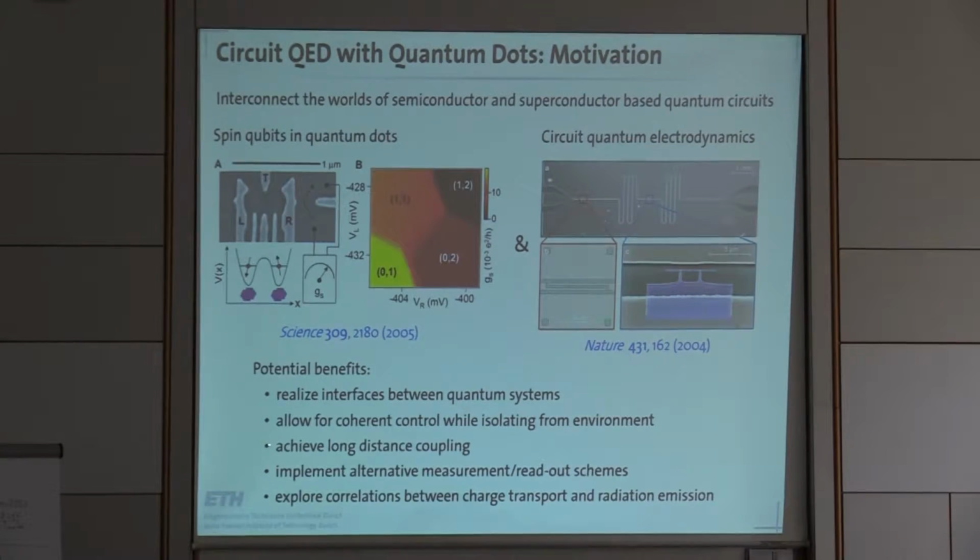thing to pursue. You can achieve this long distance coupling by putting a quantum dot here and putting a quantum dot at the other end of this resonator somewhere down the chip. And I think our initial motivation, which the talk will probably be mostly about, is the implementation of alternative measurement and readout schemes for semiconductor quantum structures. And as I mentioned, maybe one of the outlooks that we have is to correlate charge transport in these semiconductor nanostructures with radiation emission from them, which is something that we can do in the circuit QED context.